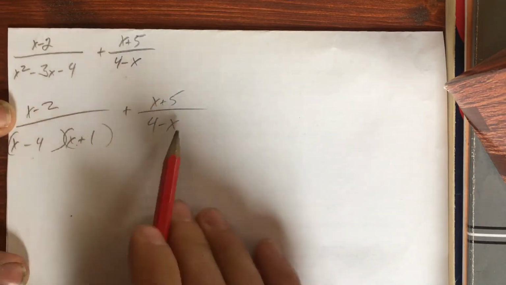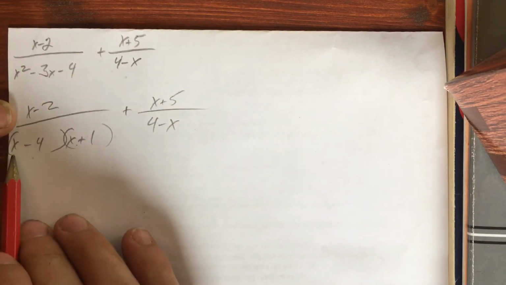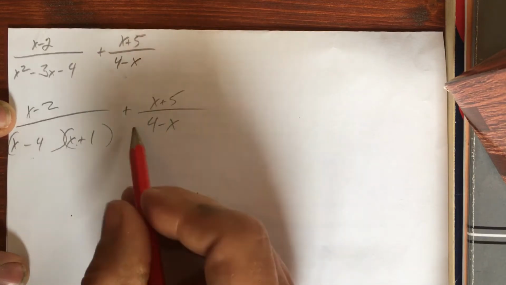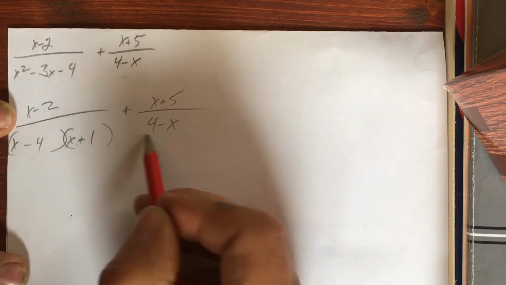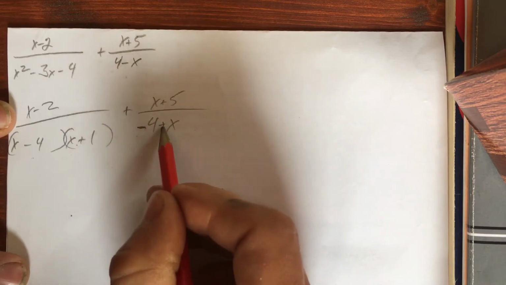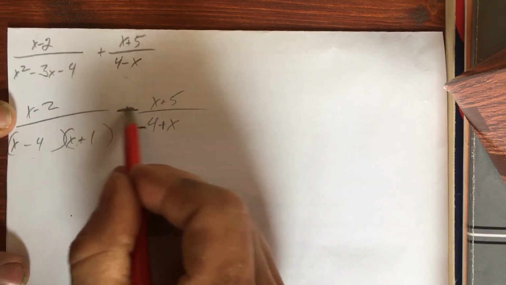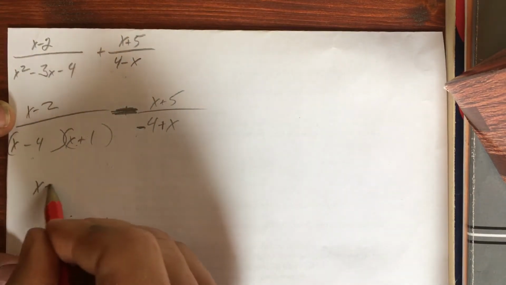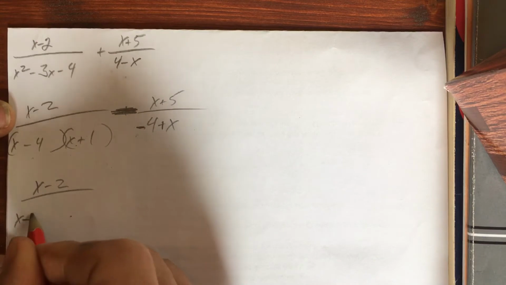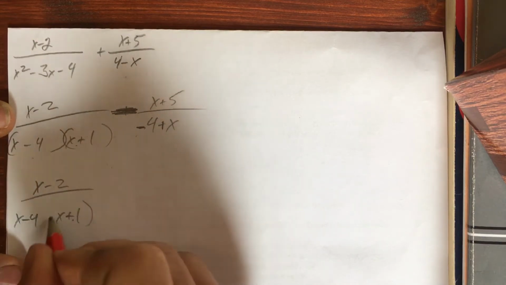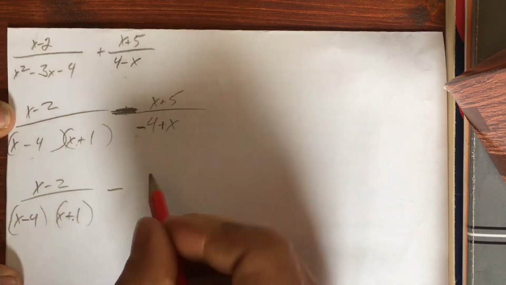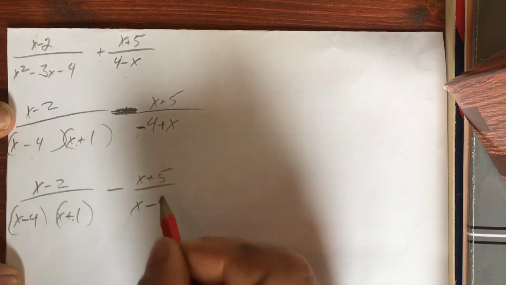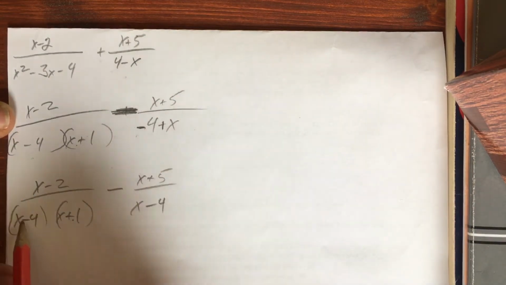Now notice this x minus 4 and this 4 minus x are the same thing if we can change these signs. So let's change the signs of the denominator. And what that means when we change the sign is we need to change every sign on the denominator. So we change this to a negative 4 and this to a positive x. And then we're also going to change this to a negative. I'm going to copy that down so we can see what we're doing. x minus 2 over x minus 4 times x plus 1 minus x plus 5 over x minus 4. Switch those two guys around so it looks the same. x minus 4 and x minus 4.